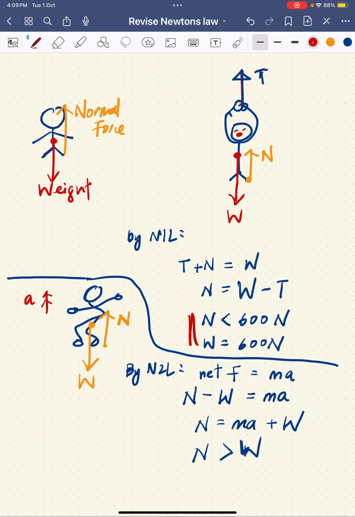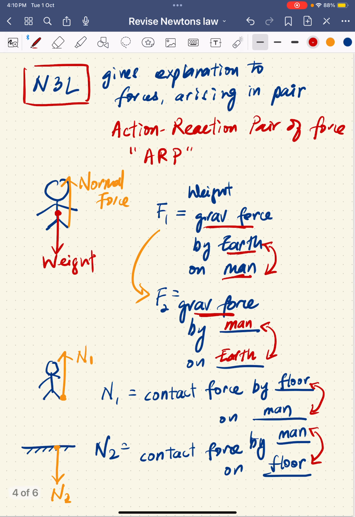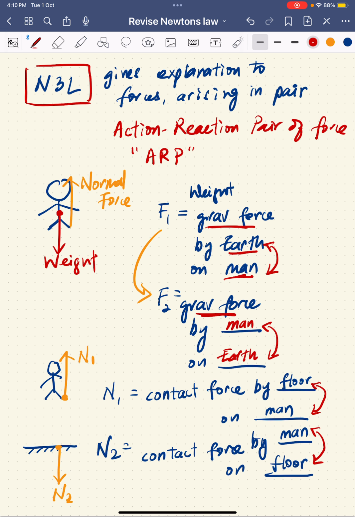I will be making another video to show how these 3 laws apply to the question in the 10-year series paper 2, 2023. I think it's question 2. So do look out for that video.